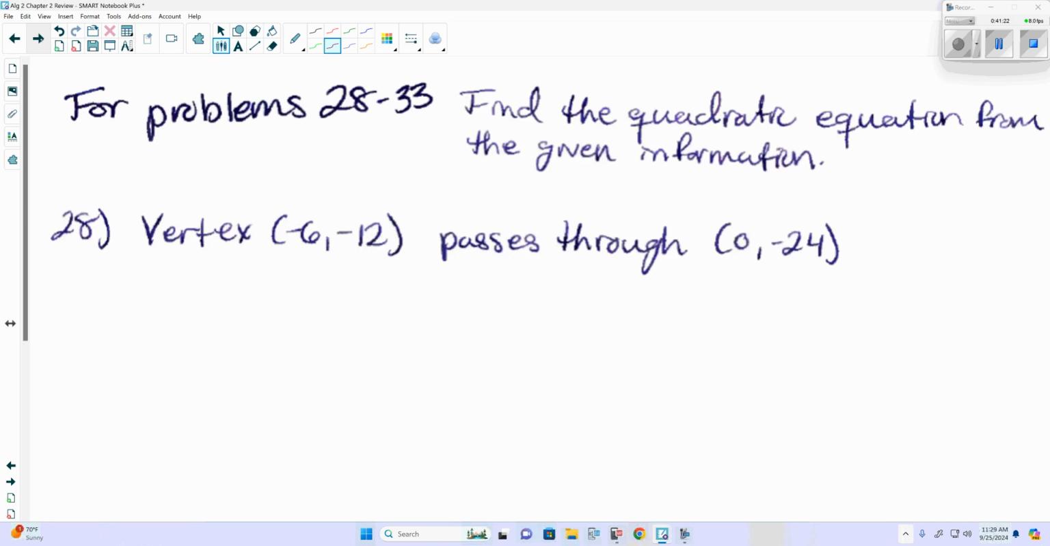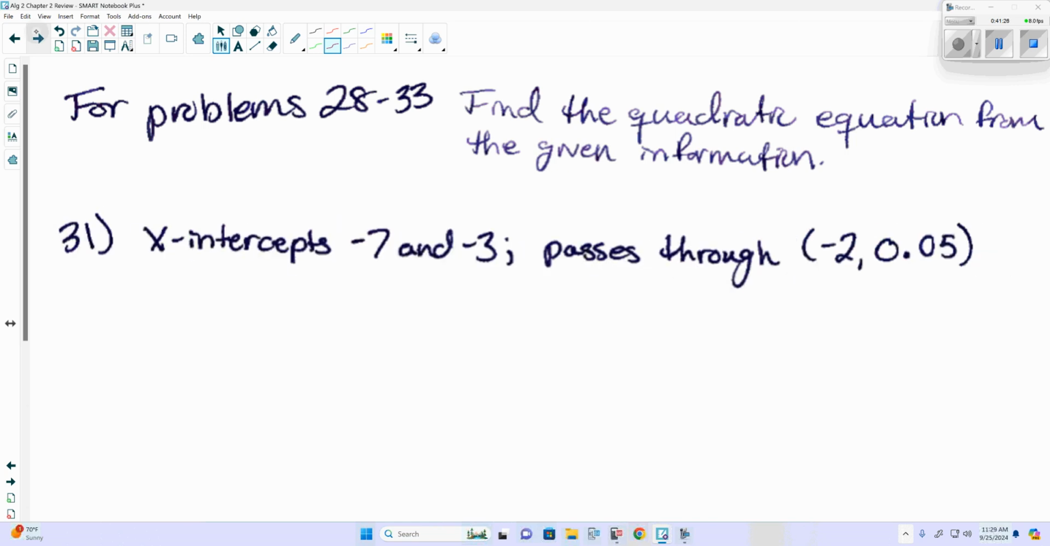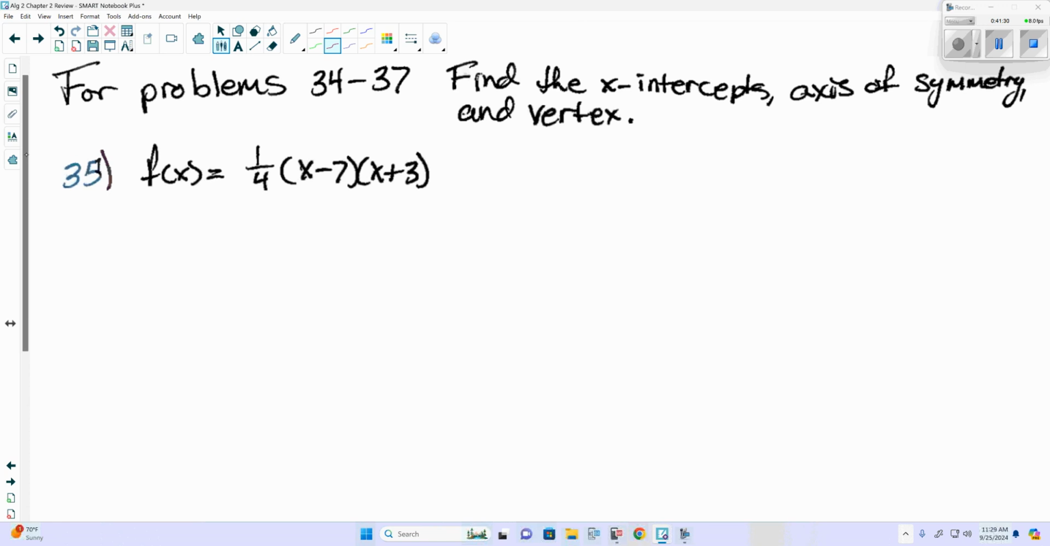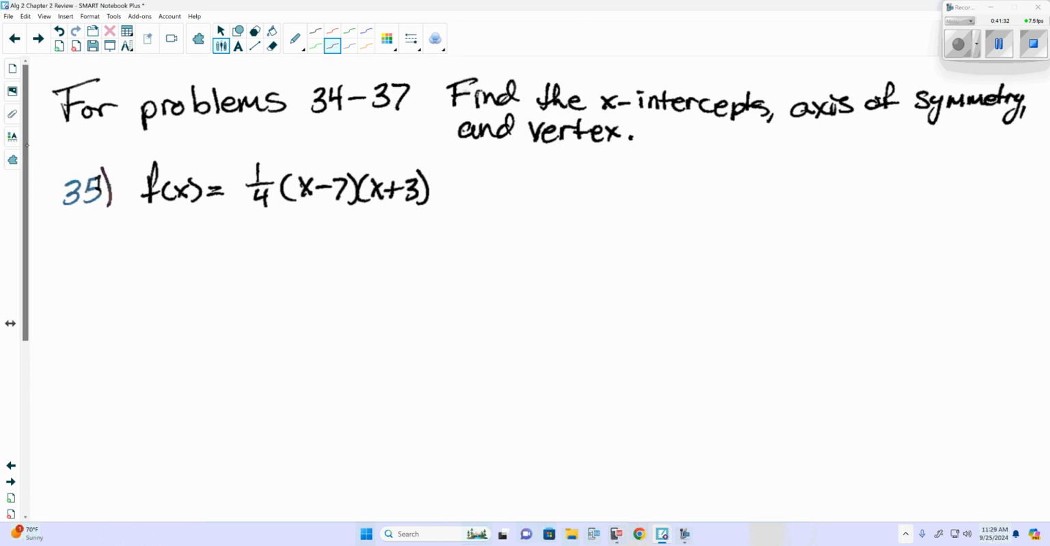28 through 33 are not on the test. Those are not on the test. None of those are on the test. The vertex and a point, or the x-intercepts and a point, aren't going to be on the test.